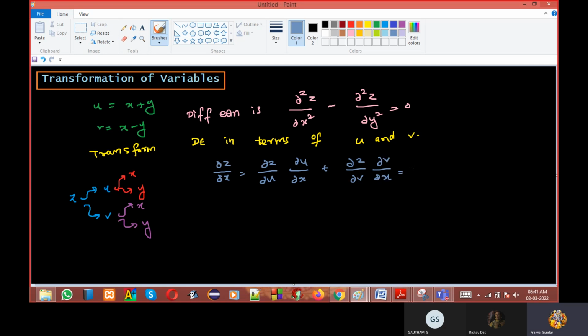What is dou u by dou x? This will be dou z by dou u plus dou z by dou v. That's it. Then what I'll do now, look at this carefully. This is the most important part.